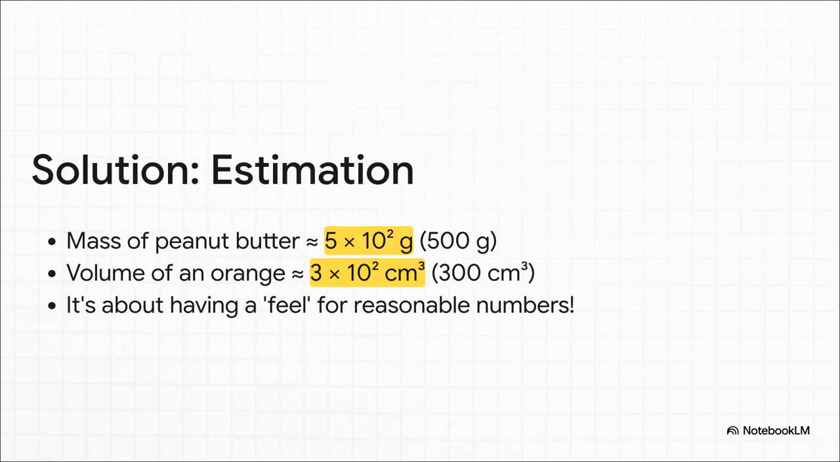A standard jar of peanut butter is about 500 grams, right? So 5 times 10 to the 2 grams is a great estimate. An orange? Maybe 300 cubic centimeters? Again, the exact number isn't the point. What's important is knowing it's not 3 grams or 30,000 cubic centimeters. This feel for reasonable numbers is a huge, huge part of being a good scientist.